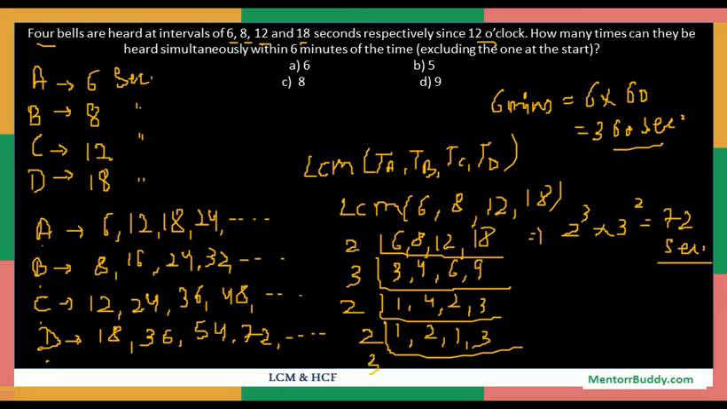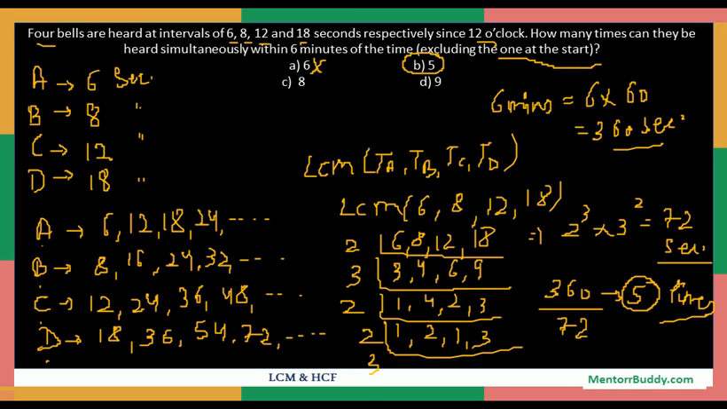So the question is, how many times are they going to ring together in 360 seconds? That will be 360 divided by 72, which equals 5. So the answer should be 5 times, and that is given as option number B. Mark one thing, don't mark the answer as option number A, that is 6. Why so? Because they are saying that we have to exclude the time at the start. So in that case the correct answer is going to be option number B, that is 5.